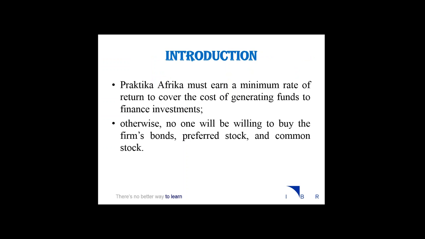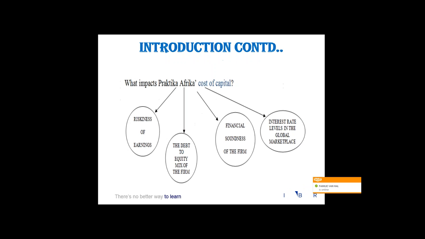Like I was saying, for Practica Africa to continue to be in business, it requires capital injection from various means to sustain it and make it profitable. And for the investors to project their possible returns on investment, they look at cost of capital. And the cost of capital comprises four pillars, as you can see there. First is the riskiness of earnings, where they look at whether the earnings of the company increase or decrease instantly, or whether they can be projected.